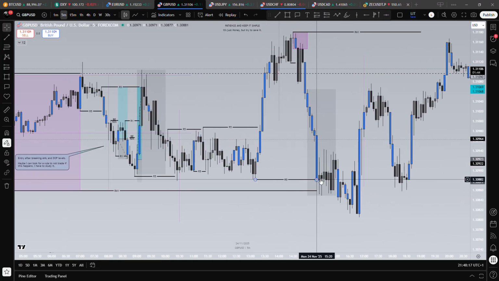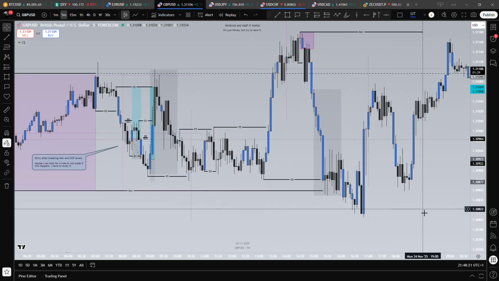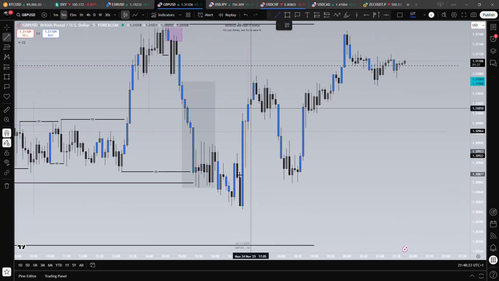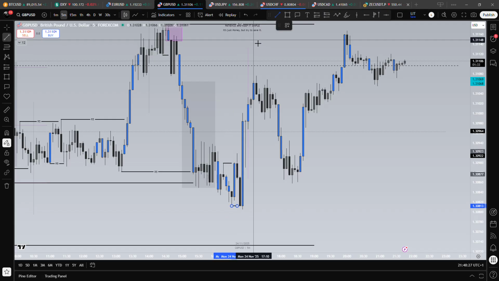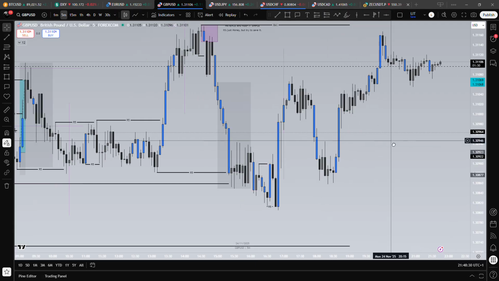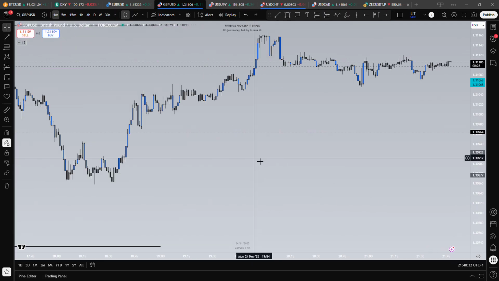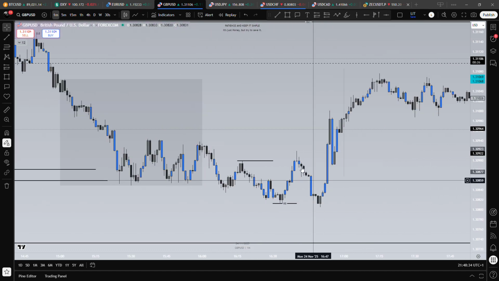Yeah, so round liquidity on M5 taken and round liquidity on H1 taken. So we could have looked for a reversal here. We had a week, so no trade for me. I had a meeting today, so I wasn't able to trade anyways this afternoon.